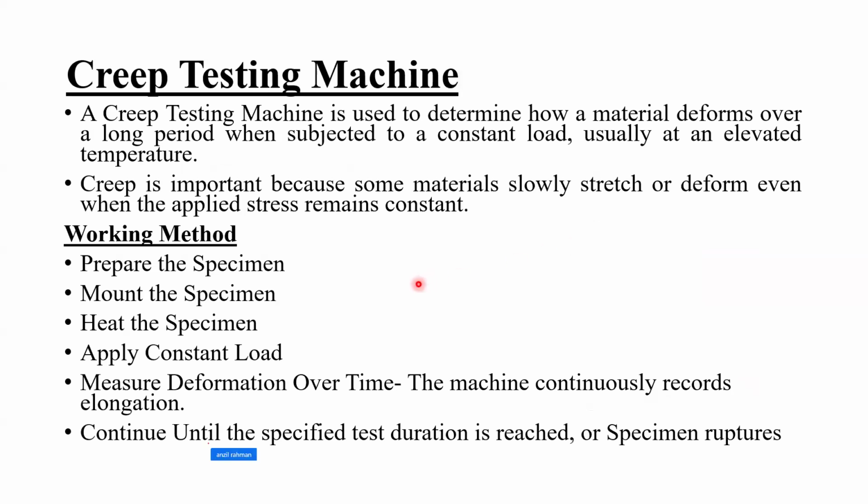The working model is the same: prepare the specimen, mount the specimen, apply heat, and apply the constant load. Then measure the deformation over time. What is the time it took to deform and break through? Continue until the specified test duration is reached or the specimen breaks. If you want a particular time, you can load it for 5 to 10 minutes, or 120 seconds, which is also good enough. Or if you want to go ahead until the material breaks, that is also fine.